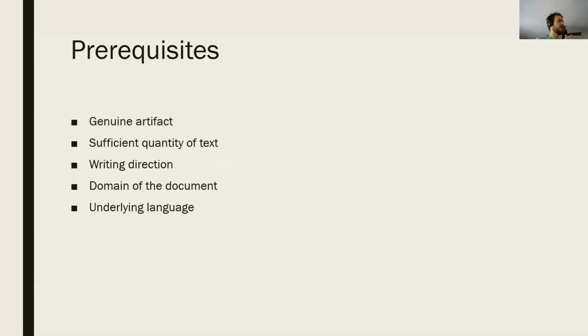There are five topics that our textbook talks about and that we can see in each of these example decipherments. The first is that the artifact we're looking at is genuine. Secondly, that we have a sufficient quantity of text to decipher. Thirdly, that we know the writing direction. Fourthly, that we know the domain of the document. And finally, that we know the underlying language that the writing system represents.